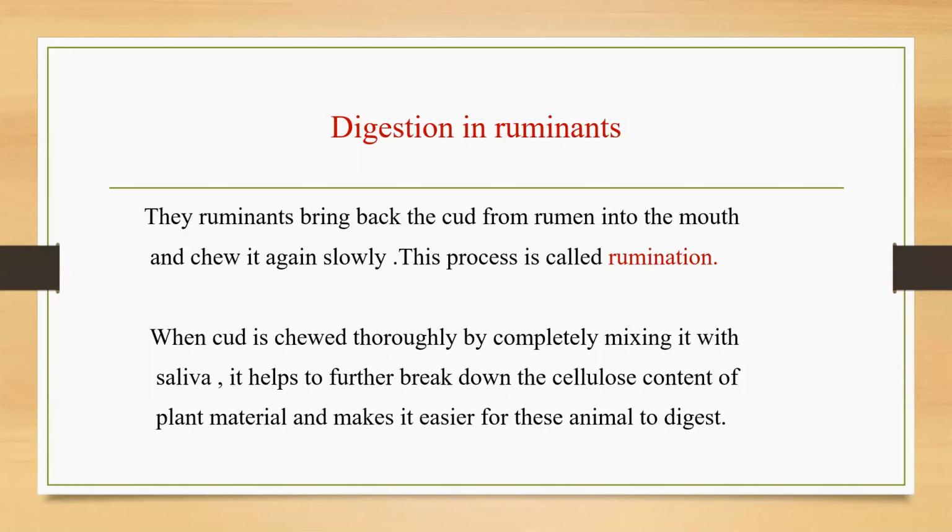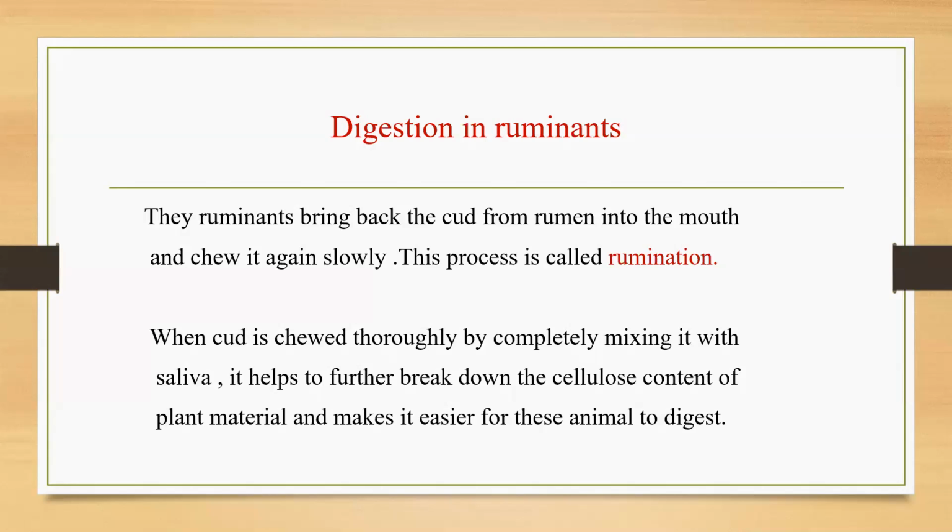So what happens when they are eating? They just swallow their food, but once they want to digest it, they bring back the partially digested food from their stomach and chew it in their mouth. This process is known as rumination. Basically they are making the food more digestible. By mixing the cud thoroughly with saliva, it helps in further breakdown of the cellulose content of the plant material and makes it easier for the animal to digest.